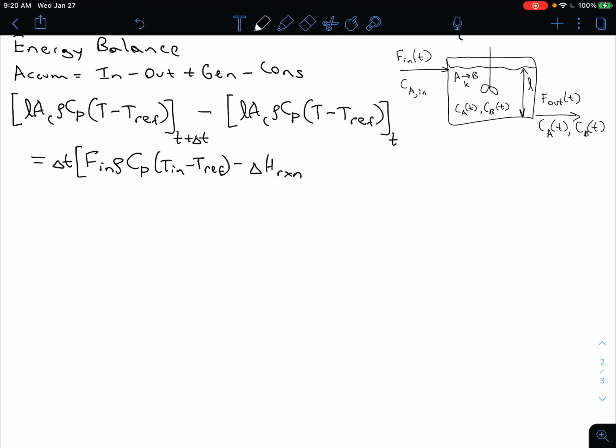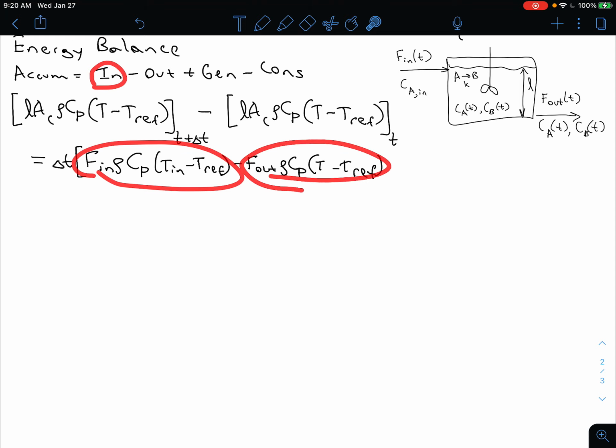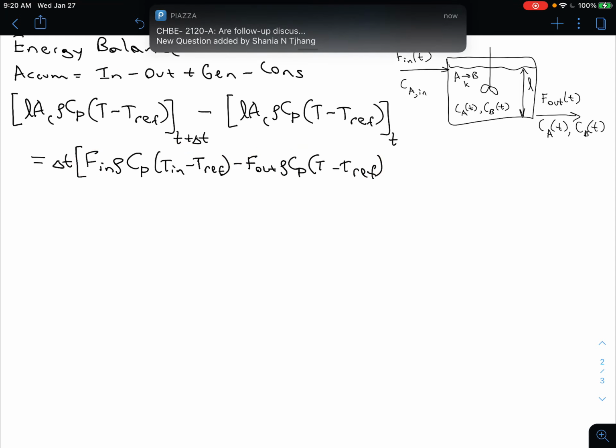I suppose I should actually, this is not what my notes write, but let me write the output first. So the output is going to be F out rho Cp, T minus T ref. T would be the temperature in the tank, so it's the energy carried away by the fluid as it exits the tank. So this was the input term, this is the output term.